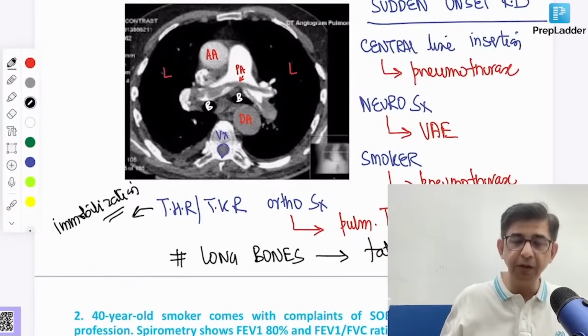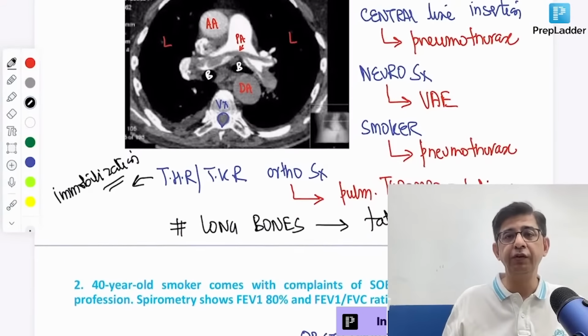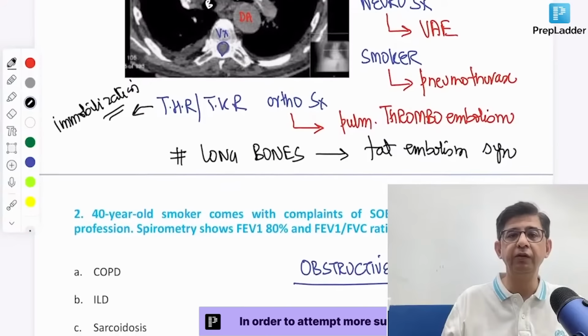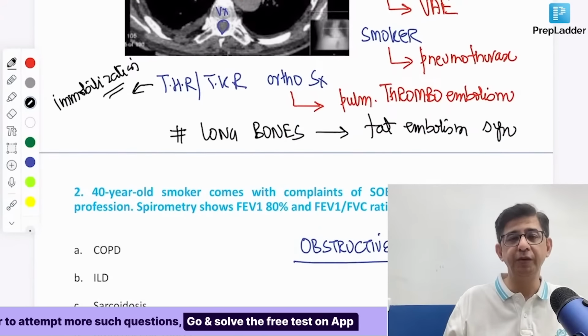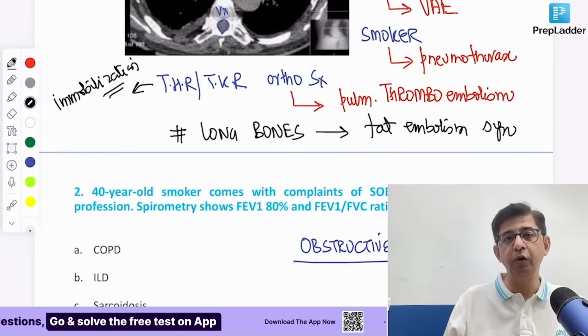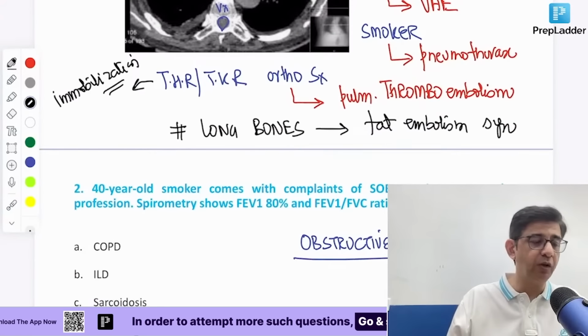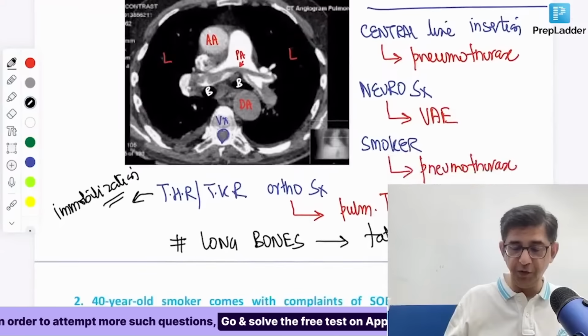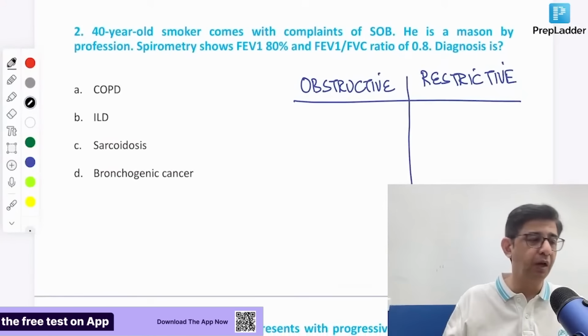Here I have covered a total of 5 MCQs. Sudden onset distress: central line insertion, neurosurgery, smoker, orthopedic implant surgery, fracture of the long bones. Each of them has specific answers here, and especially for long bones it is fat embolism. Orthopedic implant surgery is pulmonary thromboembolism. We are sorted for the first question for today. In fact, we have discussed 5 MCQs here. Let's look at the next one.